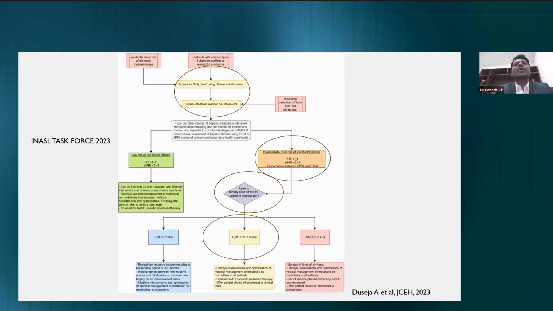If you are ruling out all other causes such as alcohol association and patients with hepatitis B and C, and we are also ruling out other rare autoimmune conditions such as autoimmune hepatitis if indicated, then you put this patient in a risk categorization. If the FIB-4 score and APRI score are more than 0.45, we refer them for a transient elastography, and if the elastography report comes between 8.2 and 13.6, they are excellent candidates to receive pharmacotherapy along with lifestyle intervention.